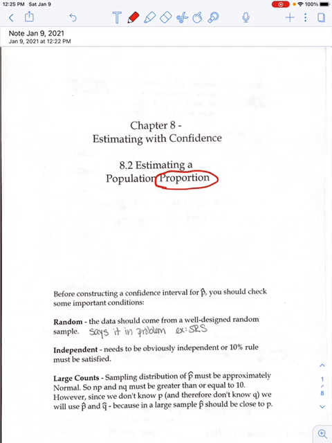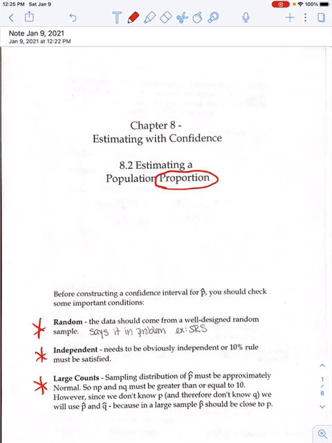All right, here we go. Before constructing a confidence interval for p hat, you should check some important conditions. Random, independent, and large counts condition. And these are the three conditions that you're going to have to construct for every single interval you do, whether it be proportions or means.